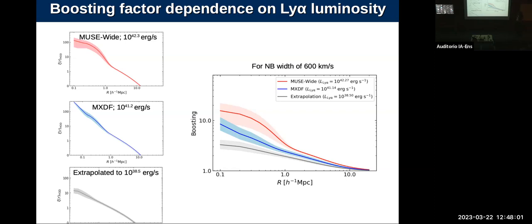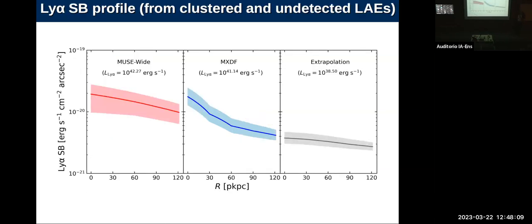So now I will combine these three boosting factors with the average surface brightness that we have measured from the luminosity function to obtain the Lyman-alpha surface brightness profiles for clustered and also undetected Lyman-alpha emitters. And that is what we were looking for from the beginning. We were looking for that contribution of surface brightness coming only from satellites. You see here the three clustering assumptions. MUSE white is, of course, providing the highest surface brightness because it has the highest clustering. And this would be what I believe would be the closest to reality based on those extrapolations.